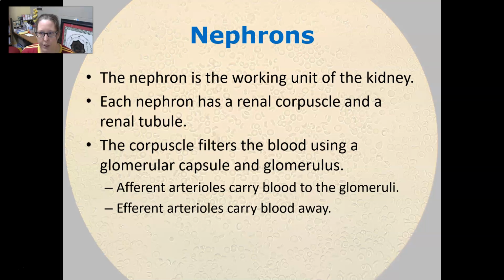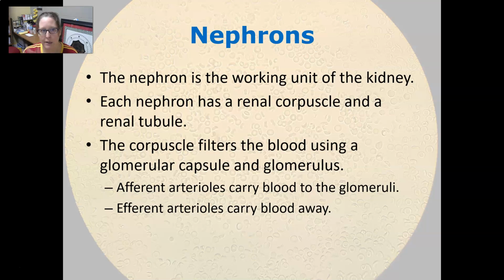So the nephron is the working unit of the kidneys. If your nephrons are damaged, then your kidneys start losing function. Each nephron has a renal corpuscle and a renal tubule. The renal corpuscle is more rounded, and the tubule is tube-like. The corpuscle filters the blood using the glomerular capsule and the glomerulus. The glomerulus is actually a ball of capillaries, and the arteries bring the blood to that glomerulus. Afferent arterioles will carry the blood to the glomeruli, and efferent arterioles will carry the blood away from the glomeruli. But they're still arterioles.